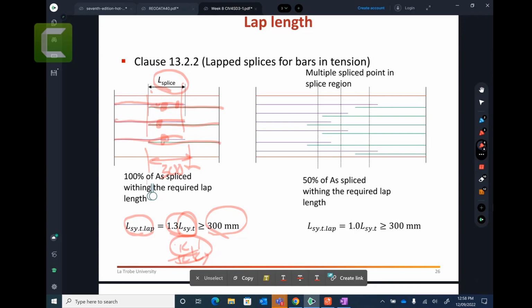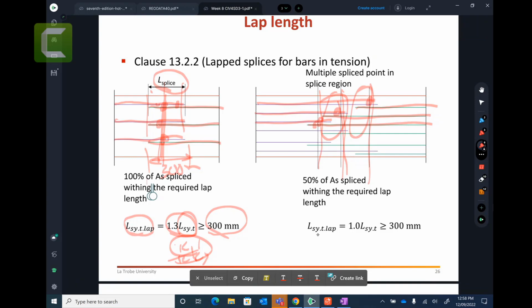Now 50%. So look at this. It is staggered. Okay, so you have this bar here, you have another bar here, one bar here, another bar here. Then you have this bar shorter and this bar here. So you see they are not in one line, right? You can see this one in one line. 50% of splice requires lap length. So only 50% of bars fall in the required lap length. If you take this lap length, then only 50% will fall here, because it's staggered.